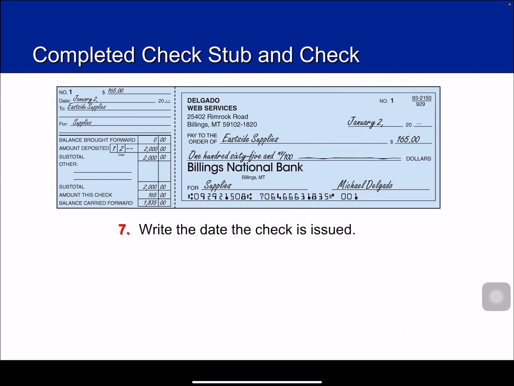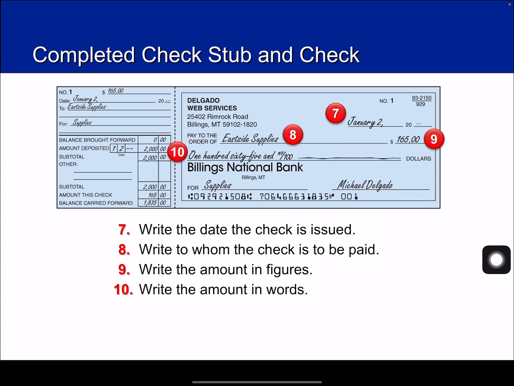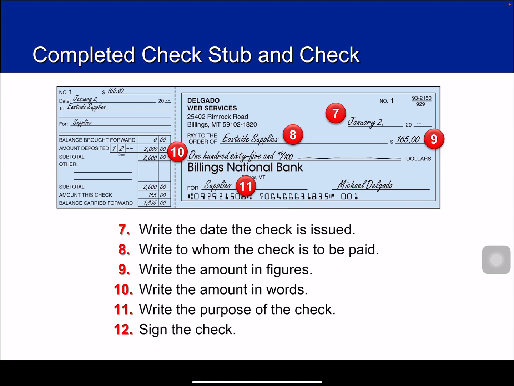Then you are going to go on and write out the check. So you're going to write the date the check is issued, to whom the check is to be paid, and write the amount in figures, and again you want to write this as close to the dollar sign as possible. You will write the amount in words, and a lot of times people will fill in this with a wavy line so that it cannot be altered. Write the purpose of the check, and then you will sign the check the same way that you signed your name on the signature card.